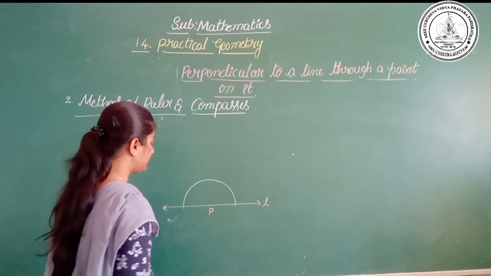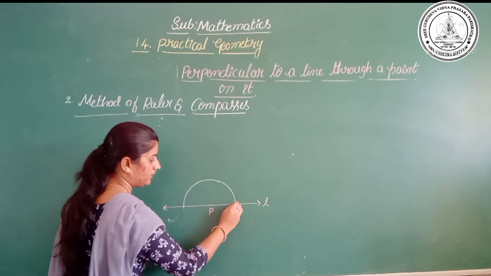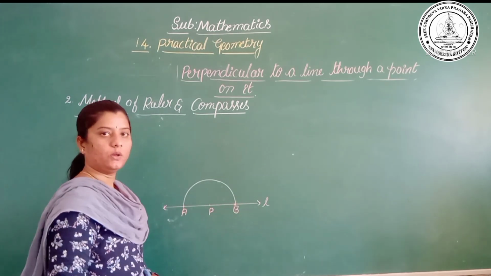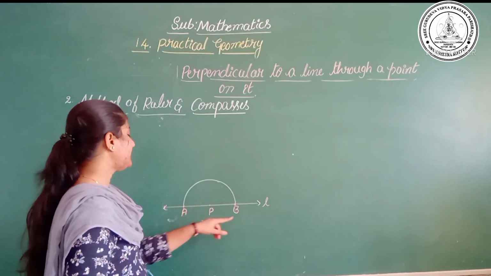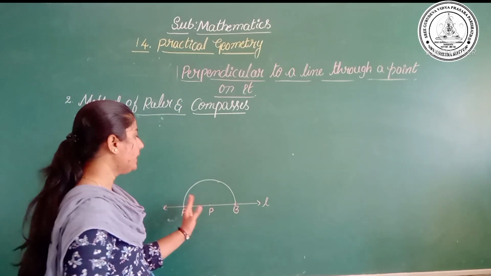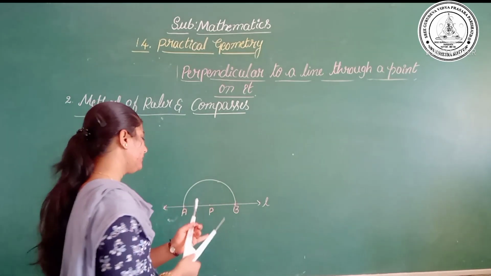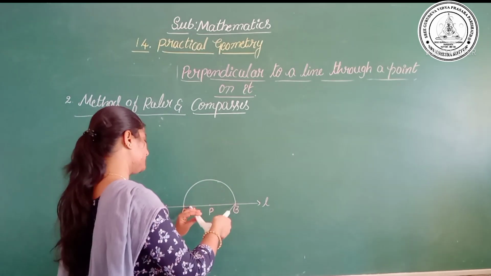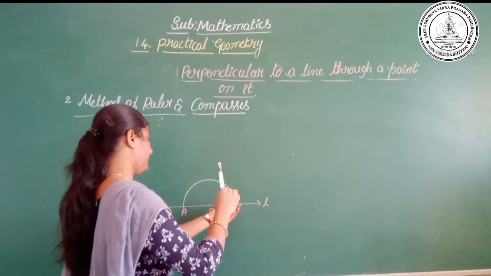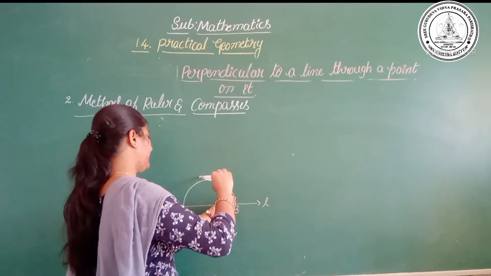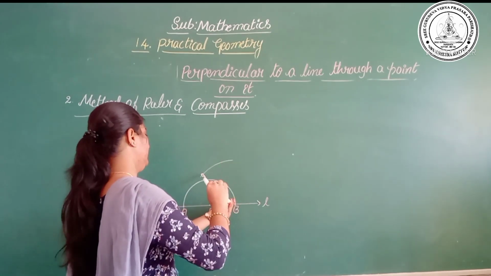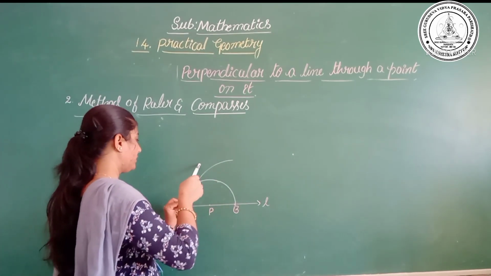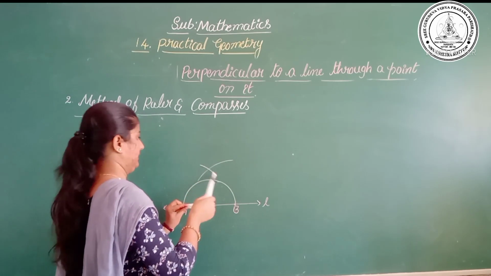Now mark the two points as A and B. Now with the centers A and B, draw an arc with a radius more than AP and BP. I will take this much. With the center B, we draw an arc, and with the same radius, draw an arc with the center A.